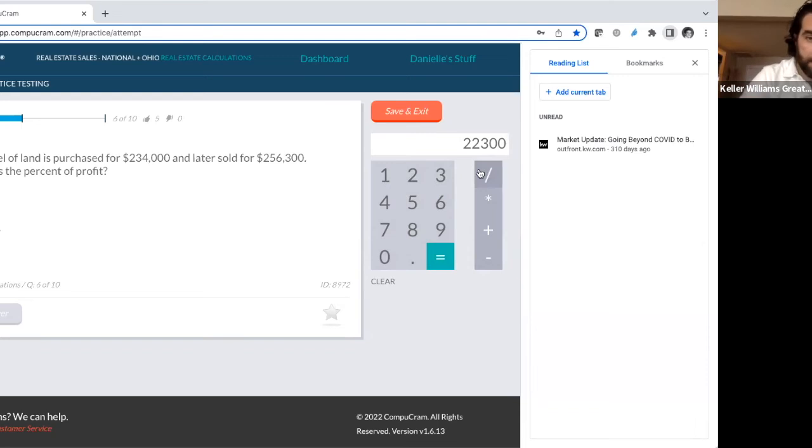I'm going to divide that by my investment of $234,000. That gets me a decimal, which I'm going to multiply by 100 to make a percent. So it's what you made, 22,300, divided by what you paid, 234,000, gets you 9.5%.